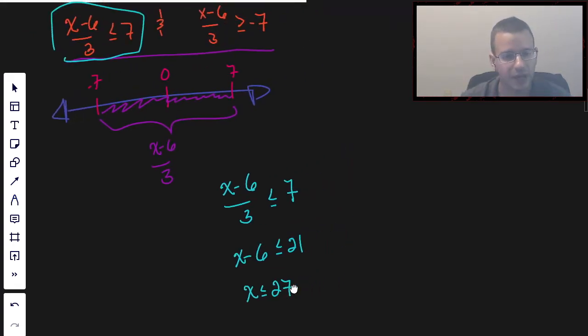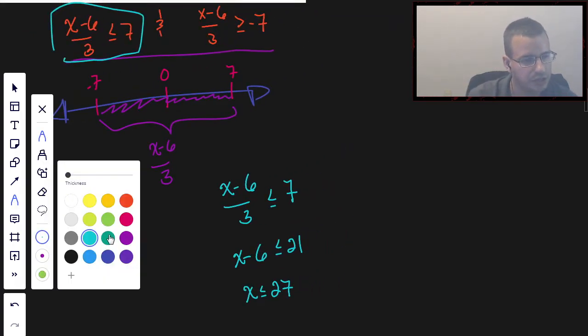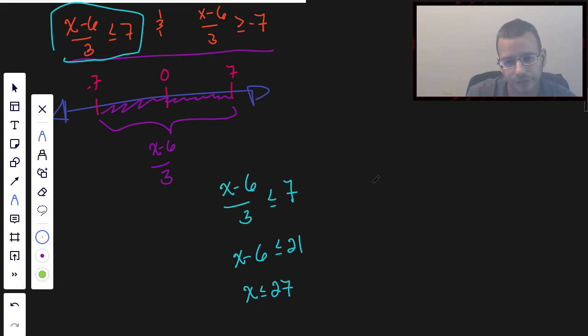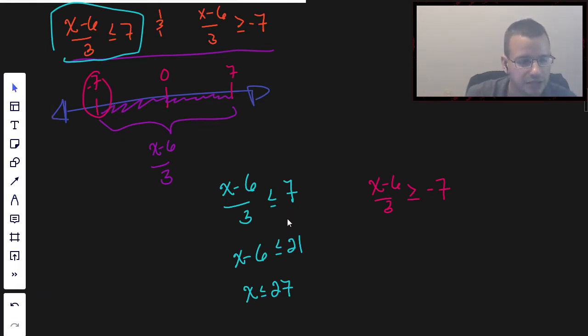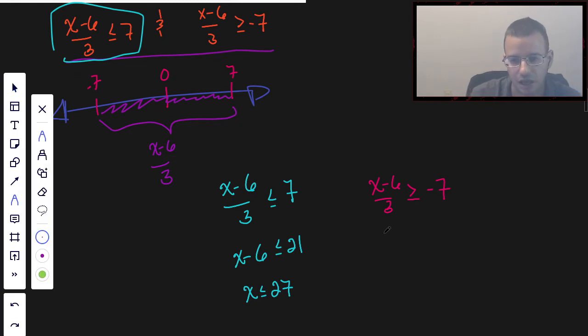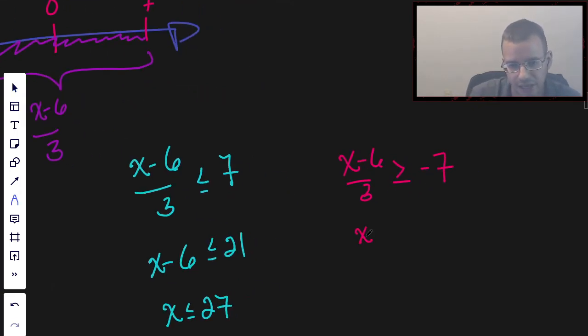Okay, so now we're going to do the other side. Red. Yeah, I like red. (x minus 6) over 3 is greater than or equal to negative 7. So that's this portion right here that we talked about, greater than or equal to negative 7. And so we can say x minus 6 is greater than or equal to negative 21, because negative 7 times 3. x is greater than or equal to negative 21 plus 6, which is negative 15.